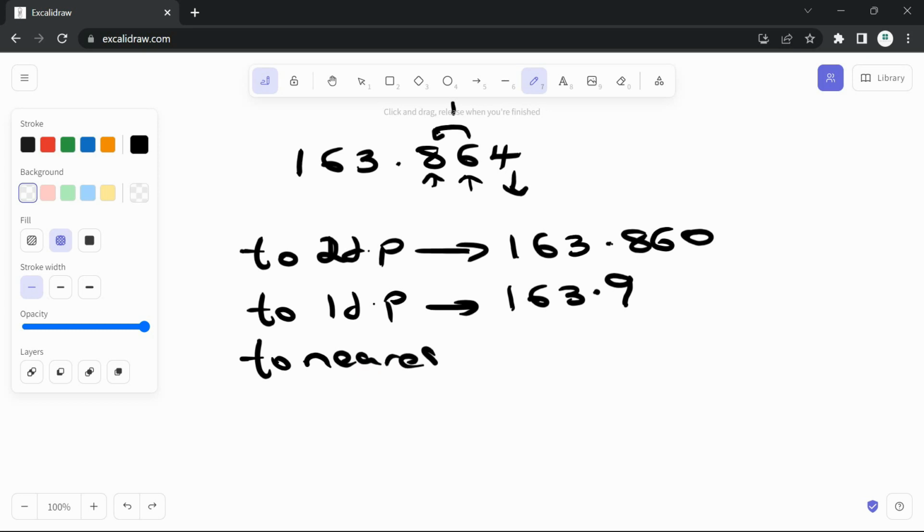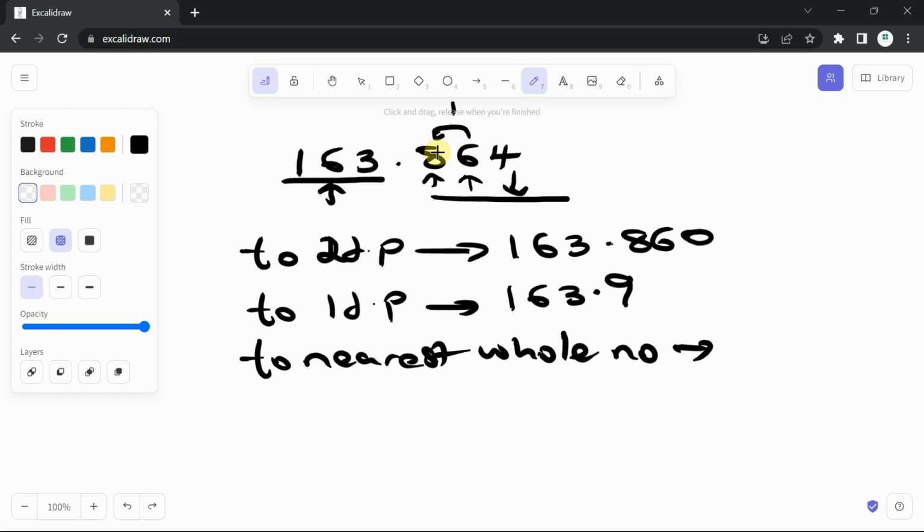So the nearest whole number part: a number is divided into two parts, right? We have the whole number part, which is this, and the decimal part, which is this. You only want to see this whole number part, right? So all we need to do is look at the first value in the decimal part.